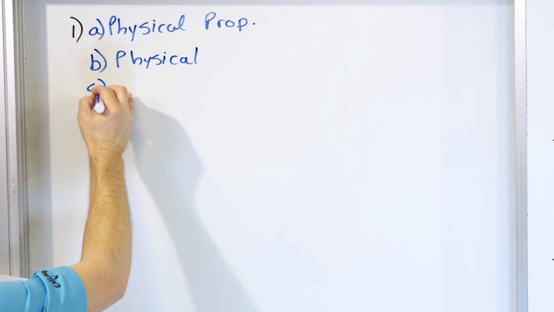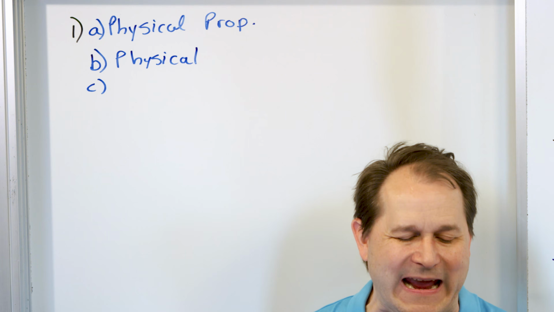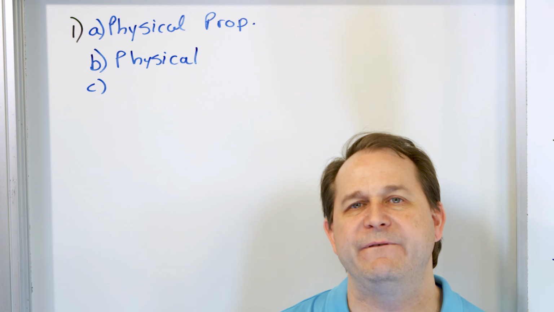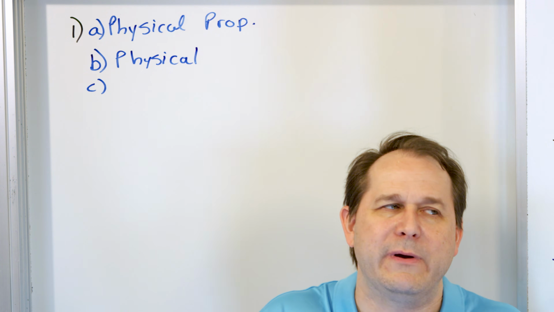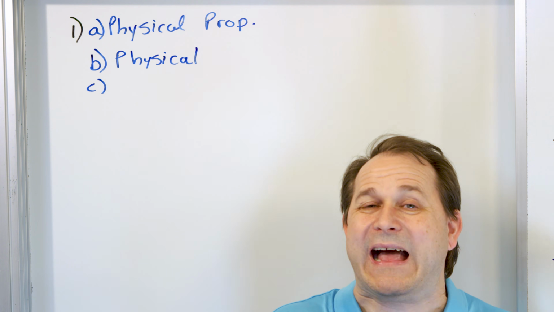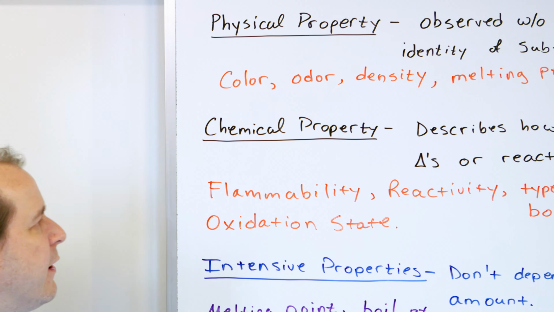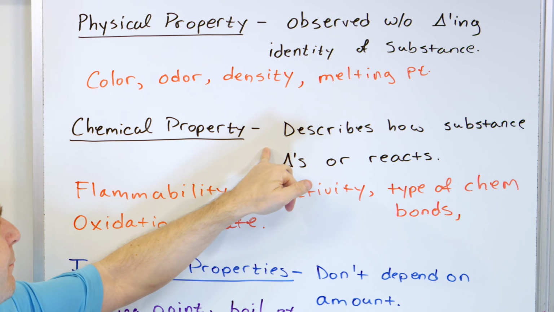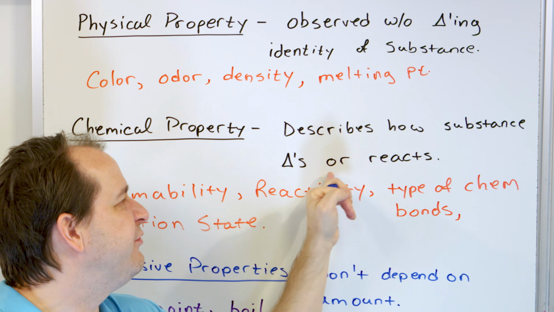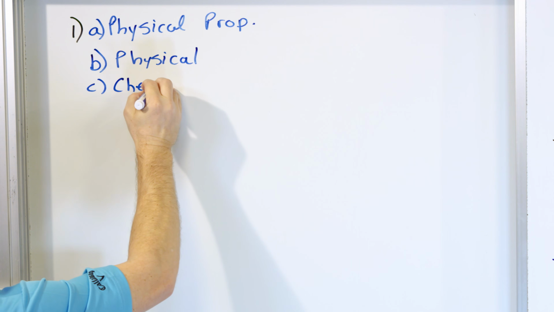What about C? A substance burns in air and it reacts with chlorine. Is that physical or chemical? Well, when something burns, you have to change the physical character of it to measure how it burns. Also, reacting with chlorine means it's combining with chlorine. You're changing the chemical character of it. That is a chemical property because it describes how a substance changes or reacts.